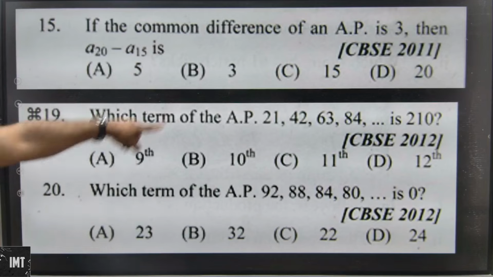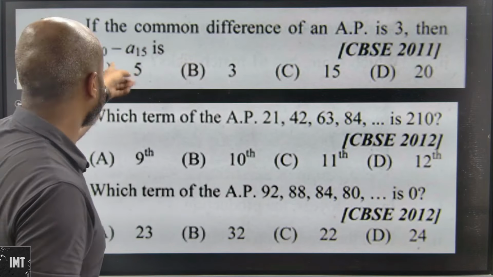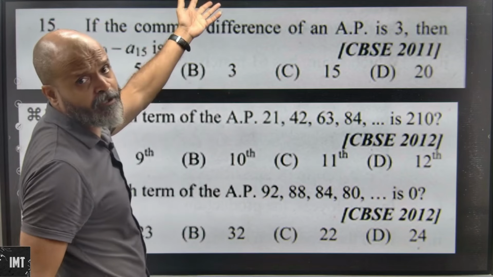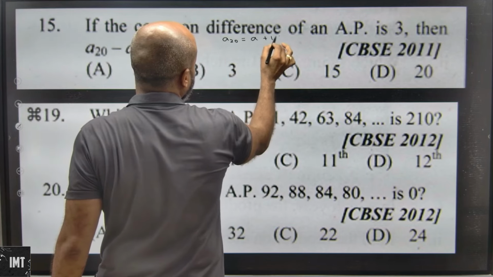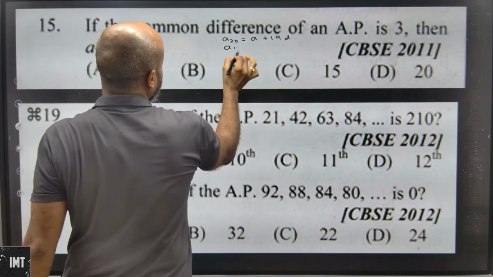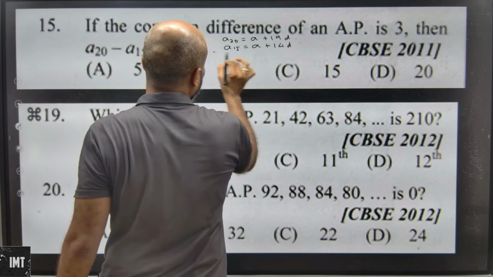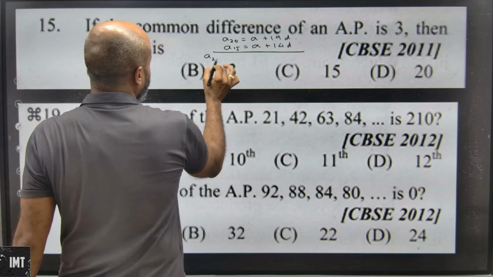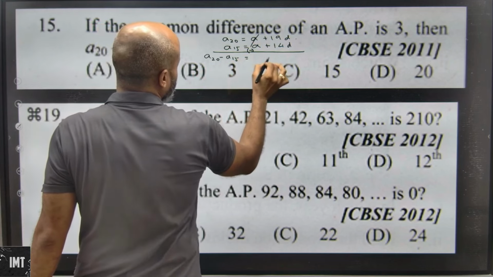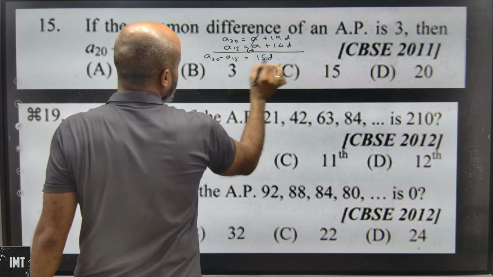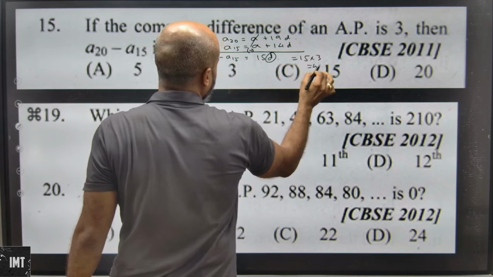Okay, let's move on. 2011 CBSE. If the common difference of an AP is 3, then very much similar to the previous question that we have cracked. A20 will be equal to A plus 19D, and similarly A15 will be equal to A plus 14D. If I happen to subtract this, that is A20 minus A15, 19 minus 14, that will be 15D. Now the value of D is 3.